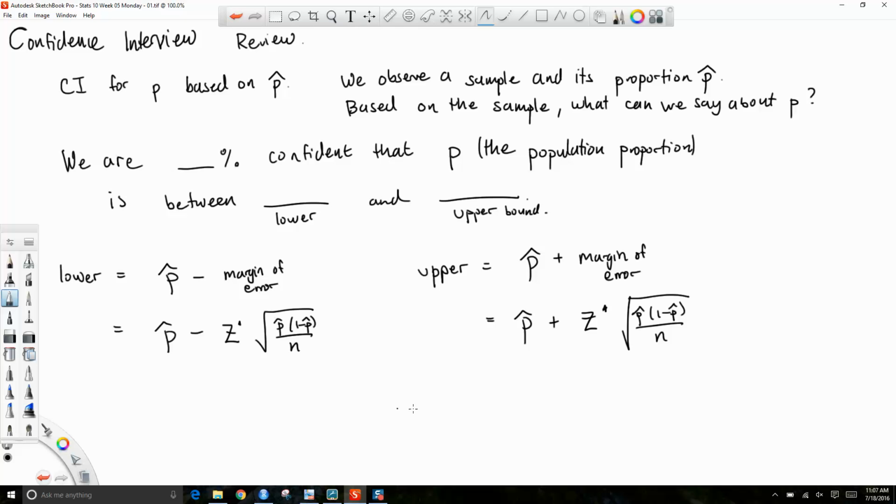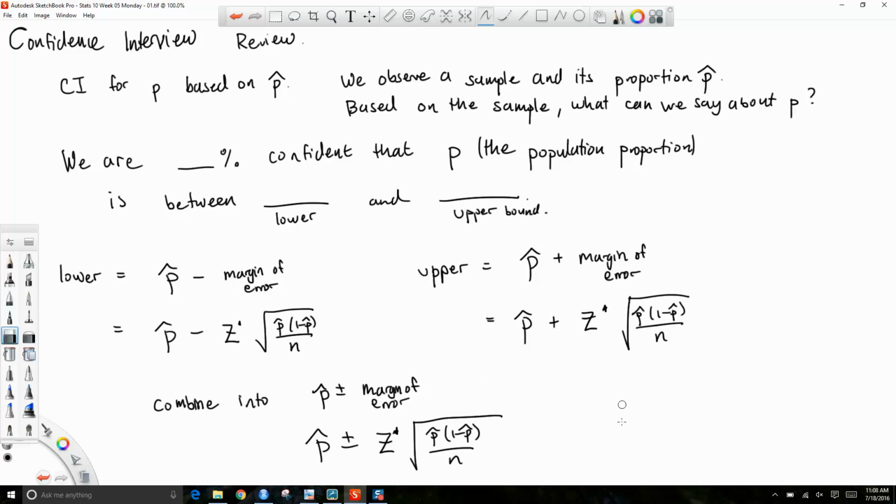Okay, and so we can combine this into p hat plus or minus the margin of error, or just p hat plus or minus z star times the square root of p hat times 1 minus p hat over n. Right, is this okay?